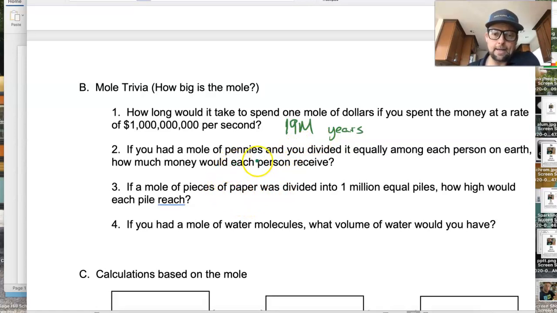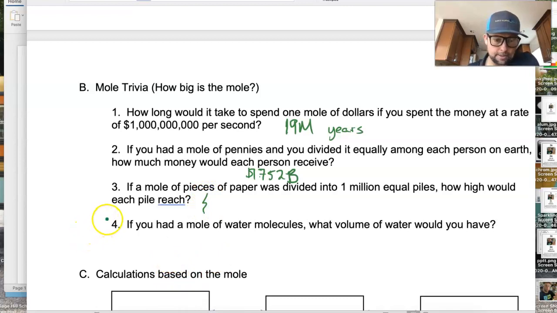If you have a mole of pennies and divided it among the almost 8 billion people on Earth, you end up getting $752 billion per person. Now, economics will tell us that that's not going to make everyone rich. It just means that a lot of people would have a lot of paper money or pennies. And as you might imagine, if you had a mole of pieces of paper divided into 1 million equal piles, how high would each pile reach? Very, very high. I think you guys are getting the idea. A mole is an astronomically large number. If you guys want to go through and try this on your own, I'm not going to take the time to do that right now.